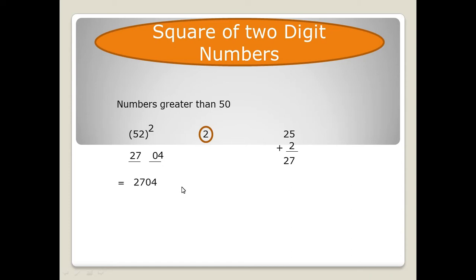Very simple. Now take another example. We have to take the square of 56, and we know that 56 means 6 more than 50, so we will take the square of 6, that is 36, and now we will add 6 to 25 and the answer is 31. Place 31 here and the solution is there.